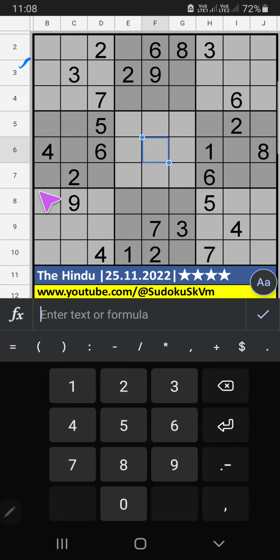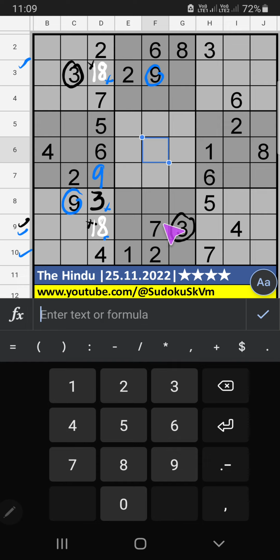Third row, 7th column, we have 9. So 9 can't come in these cells. The 9 is confirmed here. 9th row, 1st column, we have 3. So 3 can't come in these cells. Then 3 is confirmed here. Then column D, 2 numbers are remaining, 1 and 8. They will come in another 2 cells. We will confirm later.